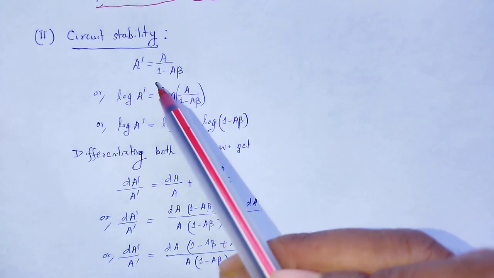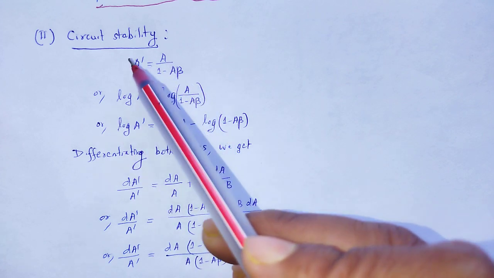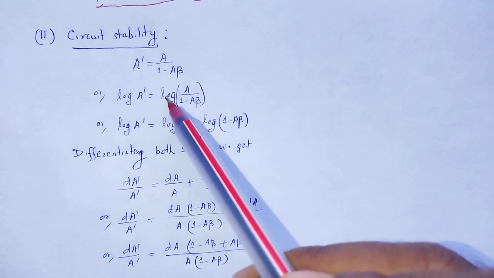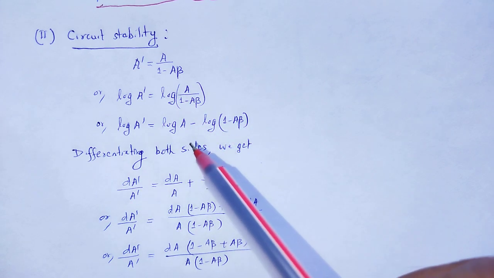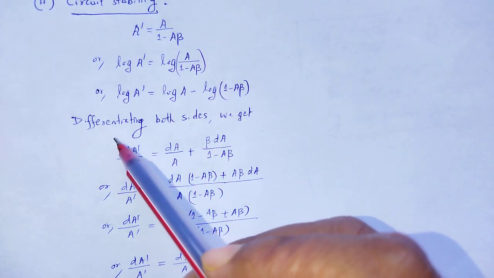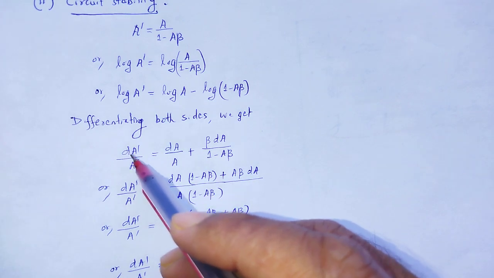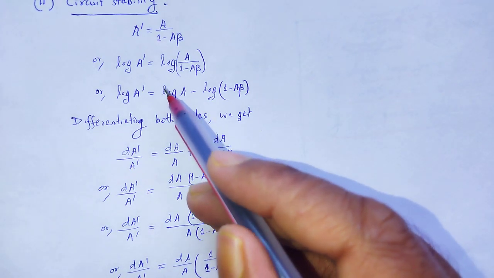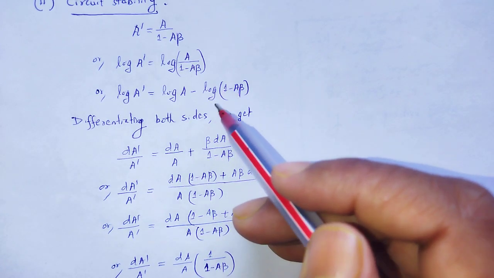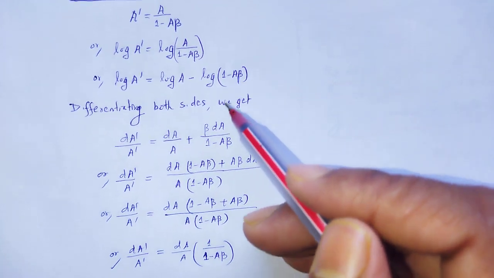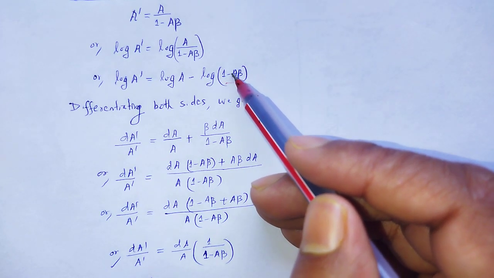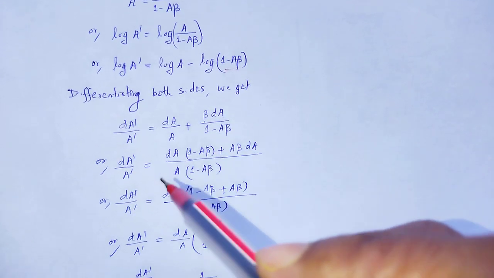As A dash is equal to A divided by 1 minus A beta, taking logarithm on both sides, log of A dash is equal to log of that term, and log of a by b is log a minus log b. Now differentiating both sides, log of A dash gives 1 by A dash into dA dash, divided by A dash. Differentiation of log A gives 1 by A into dA divided by A. Here the differentiation of log of that term gives 1 divided by 1 minus A beta, and differentiation of 1 minus A beta is minus minus plus beta times dA.